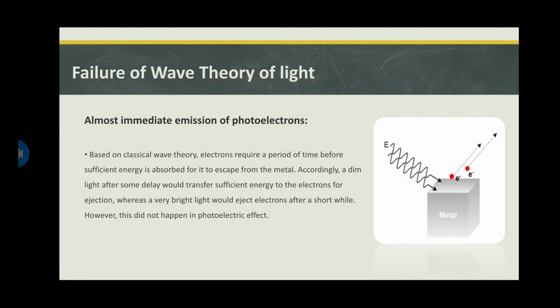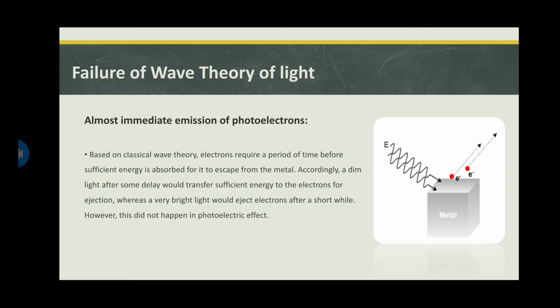And next, almost immediate emission of photoelectrons. Even this is one of the major failures of the wave theory of light. Based on classical wave theory, the electrons require a period of time before sufficient energy is absorbed to escape from the metal. Accordingly, a dim light after some delay would transfer sufficient energy to electrons for ejection, whereas a very bright light would eject electrons after a short while. However, that did not happen.